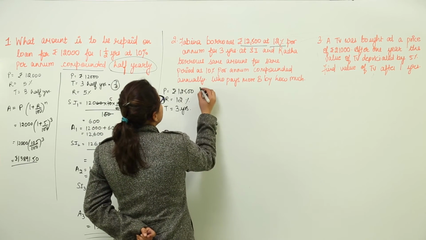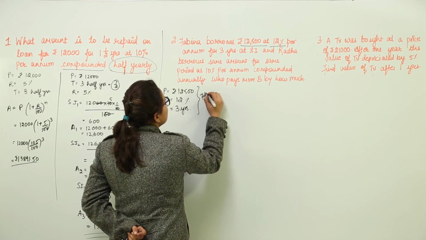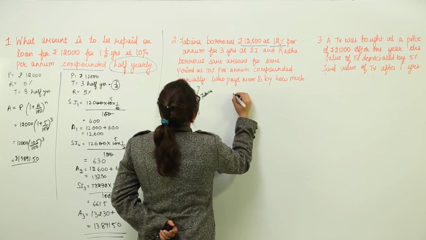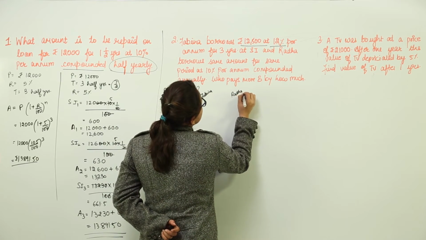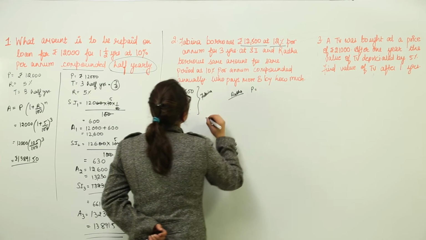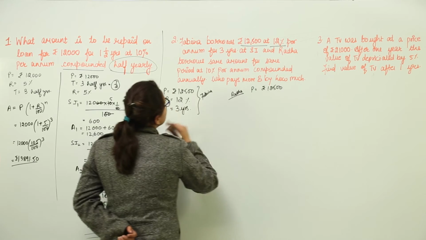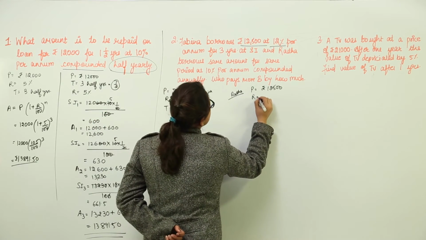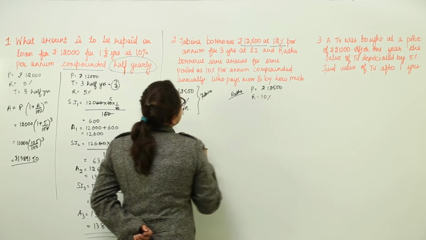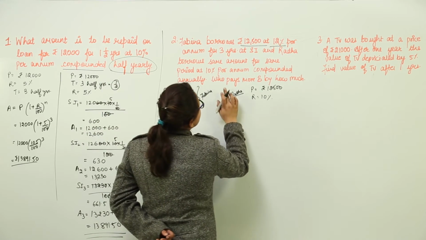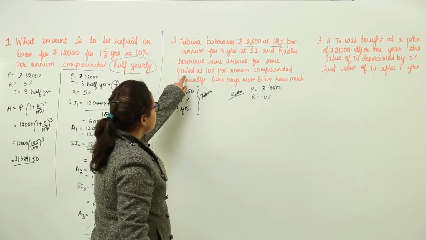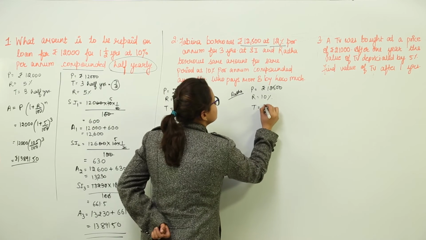Now this was the data given for Fabina. We are going to write the data for Radha as well. For Radha, the principal is going to remain the same, that is rupees 12,500. The rate of interest has changed to 10% compounded annually. Who pays more? The time period is also going to remain the same, that is 3 years.